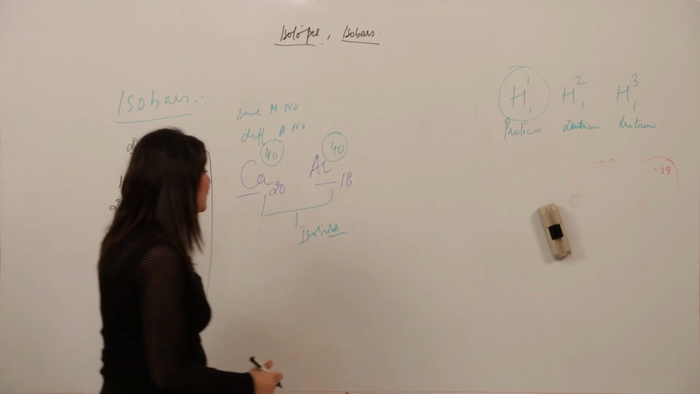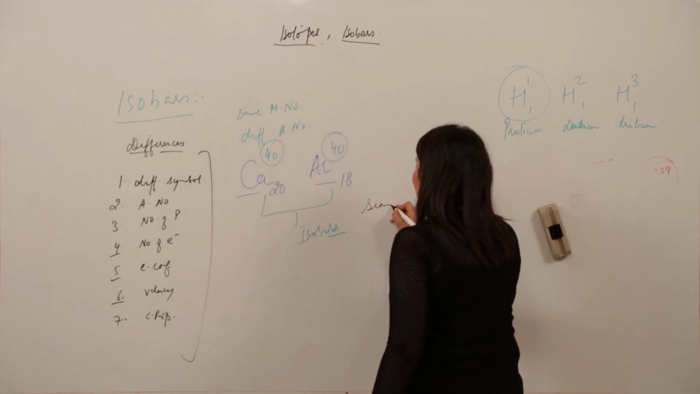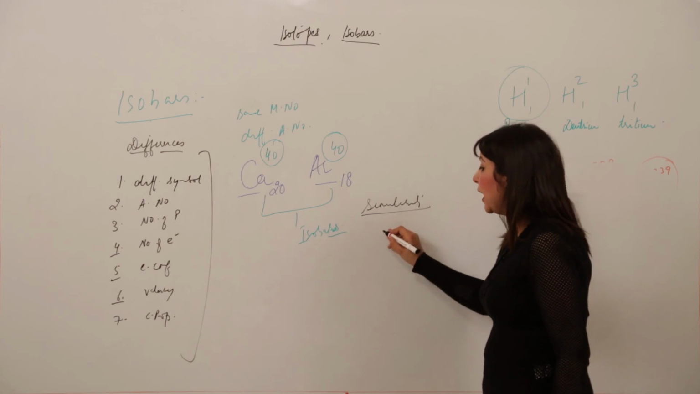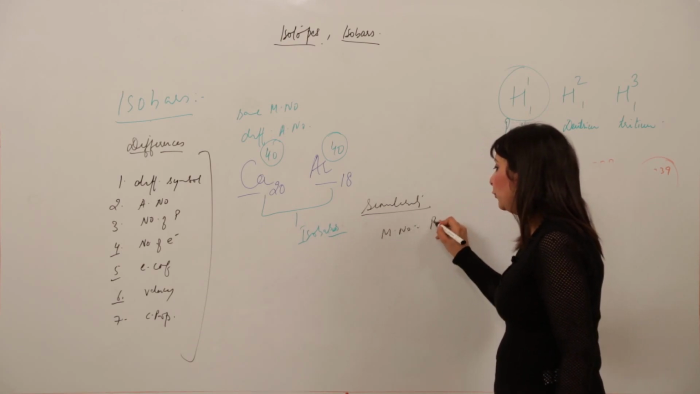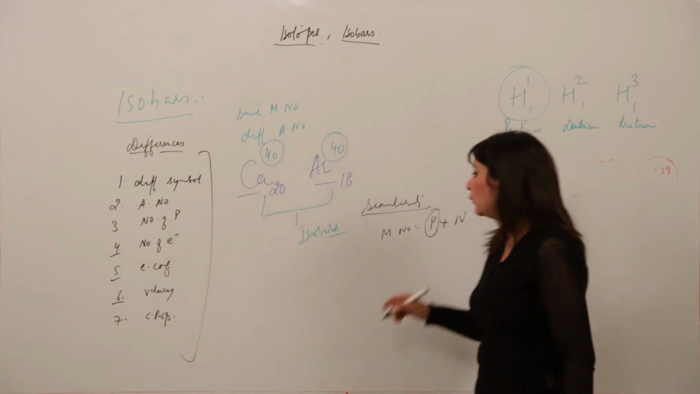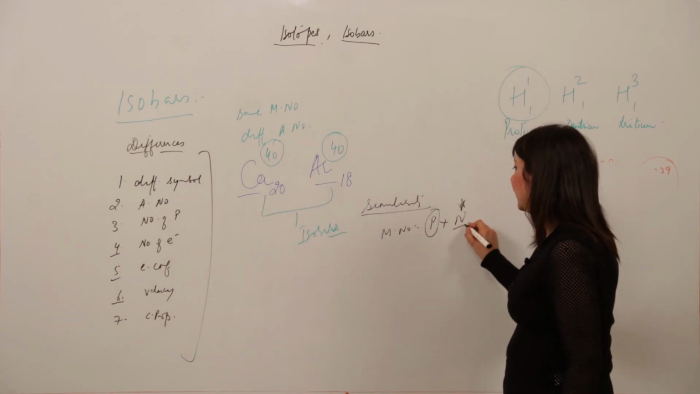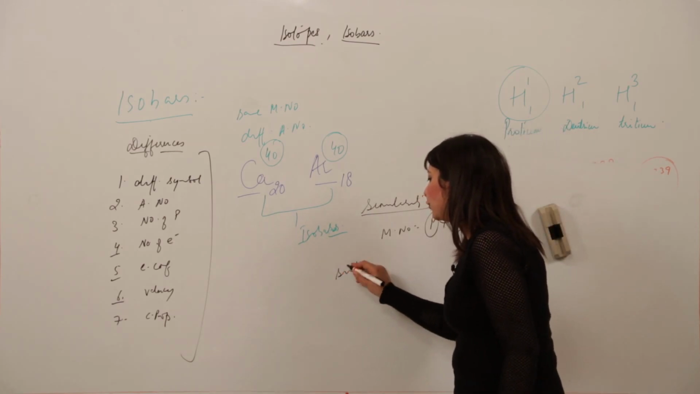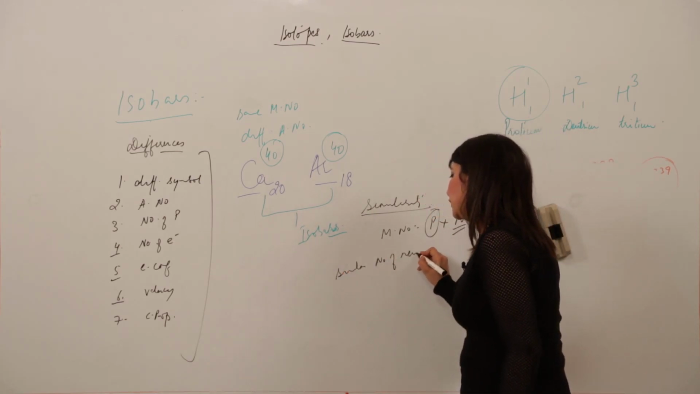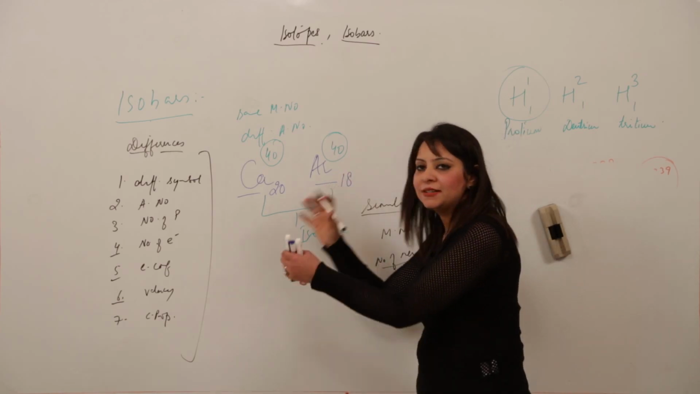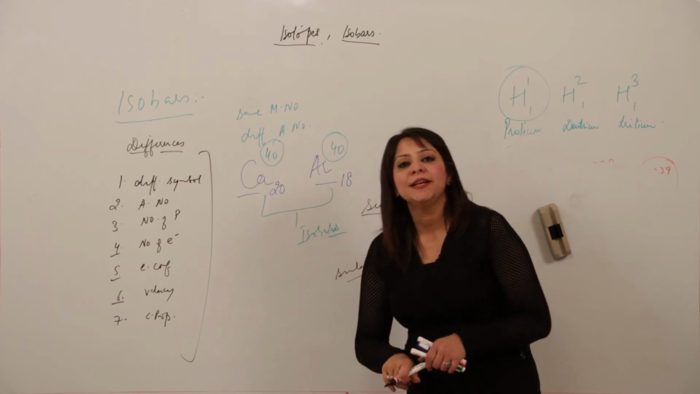So these are the differences when we compare them. But now what is the similarity? The similarity lies only in that they have the same mass number. And we know mass number is formed of protons and neutrons. Protons are different in them. So what similarity do they have? The similarity is neutrons. They have a similar number of neutrons. And this is the factor which makes them related to each other, that they are isobars.